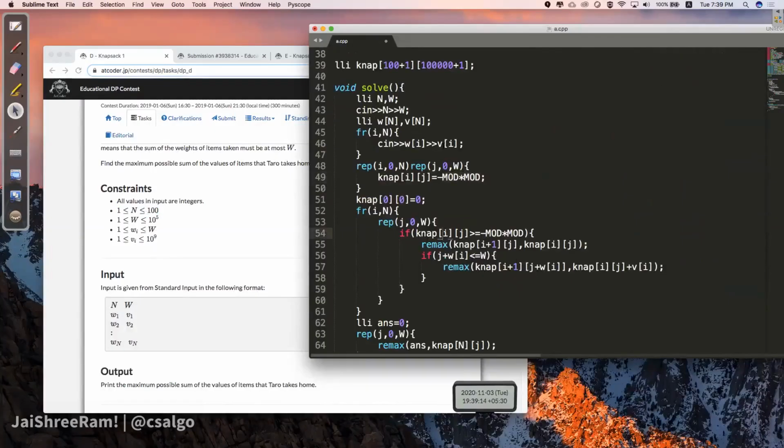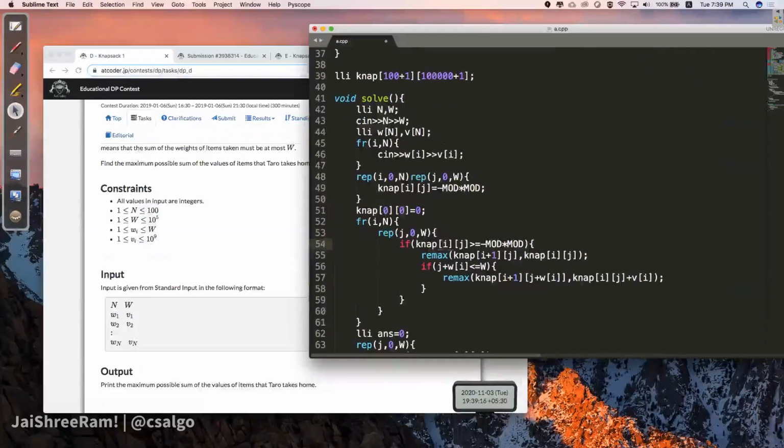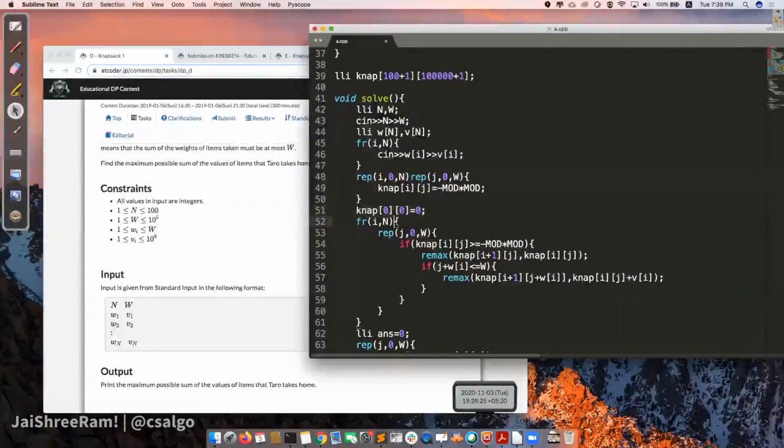Also you can define an infinity, minus infinity, something like that. Now knapsack of 0, 0 is 0 profit. Then for the 0th item to n minus 1, I'm looping from 0 to n minus 1 over here, and this is for every different weight that is possible.